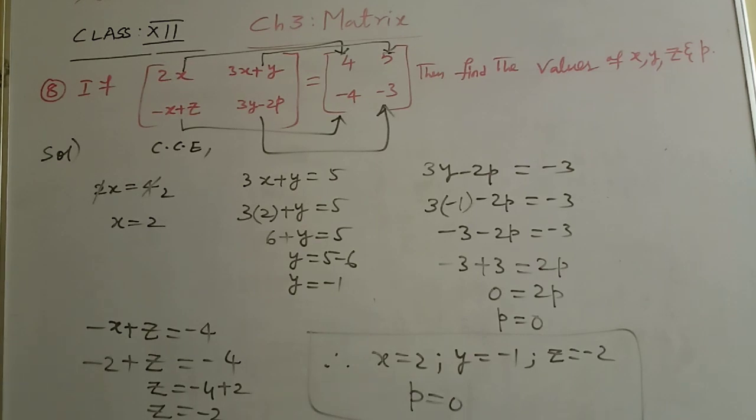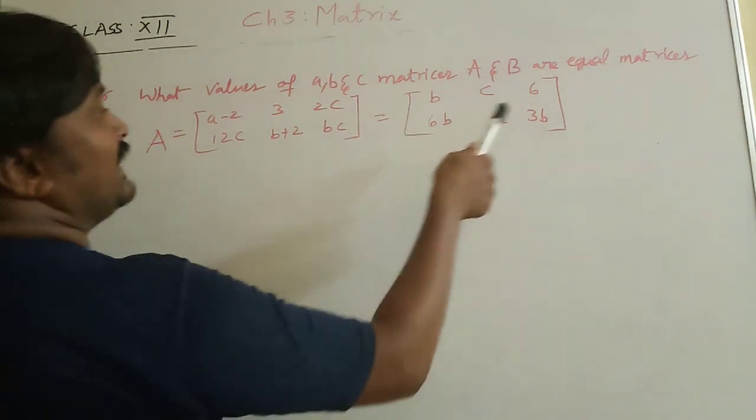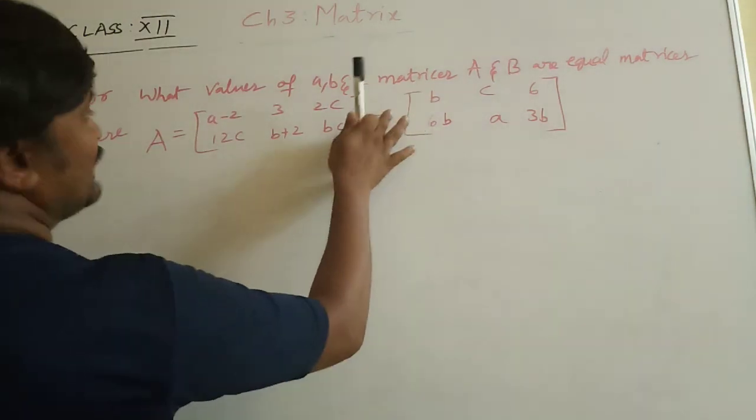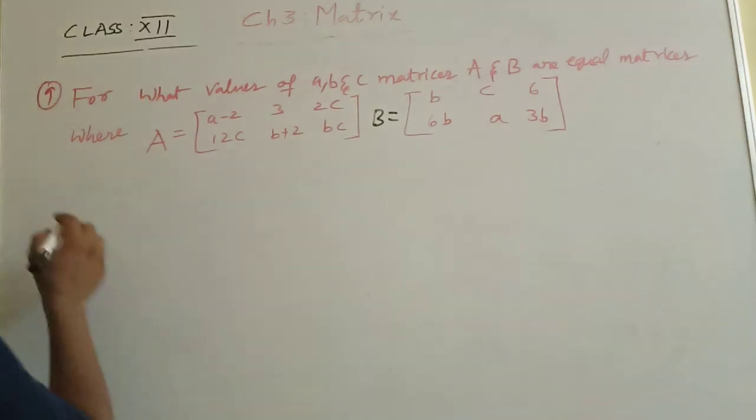Okay, so that is about your chapter number 3, exercise number 3.1, 8th problem. So now let's move on to problem number 9. Let's discuss the last and final problem. For what values of A, B, C are matrices A and B equal matrices, where A is equal to this, and B is equal to what they have given, and these both are equal.